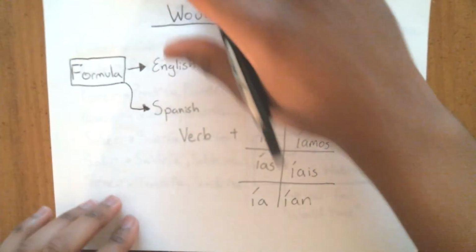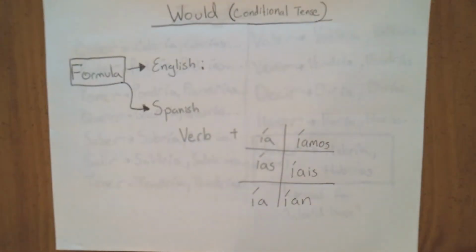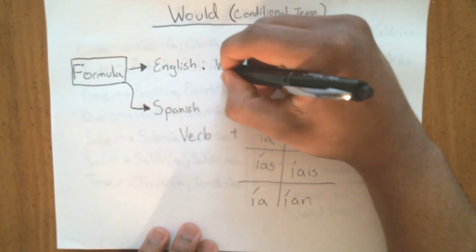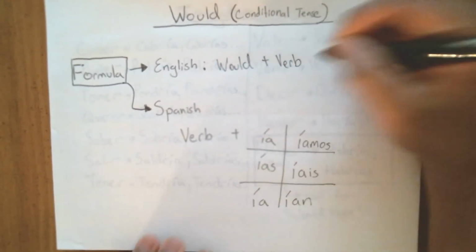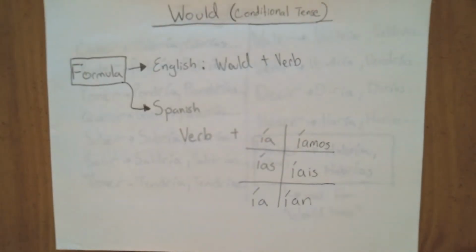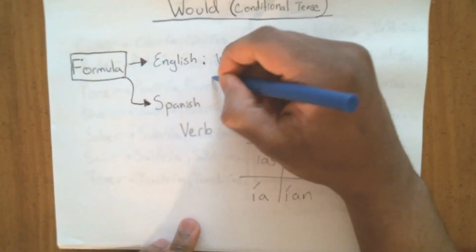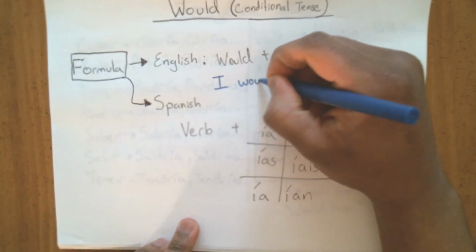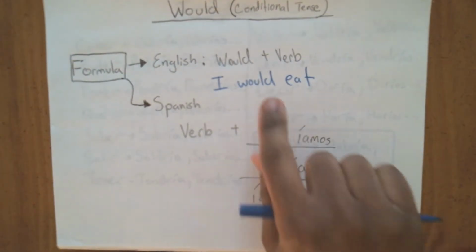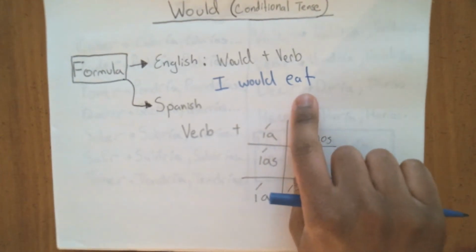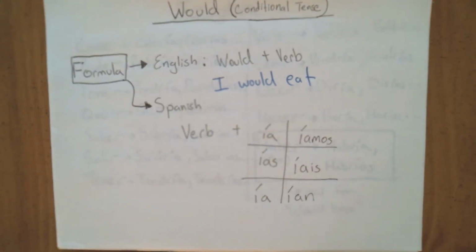So in English, it's pretty simple to make a would statement. You just take the word would, and then you add it in front of your verb, and then you're done. For example, when you make this statement right here, I would eat. All you really did was you took the word would and put it in front of your verb, and there, you were done. Pretty straightforward, right?